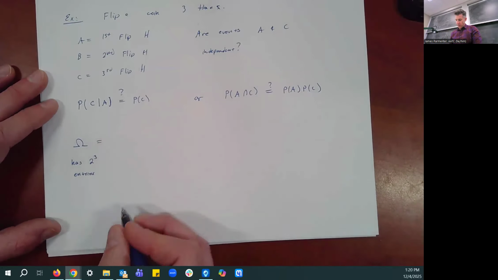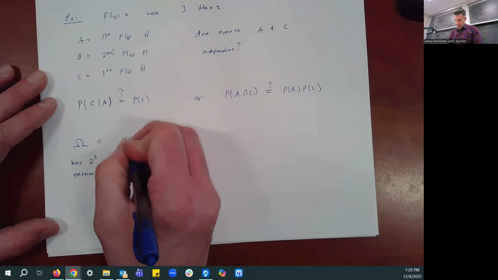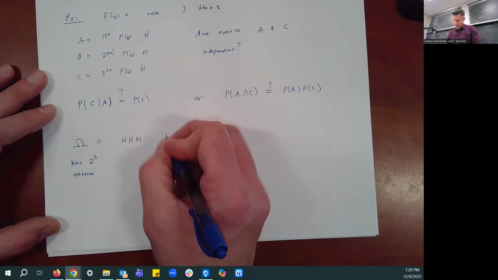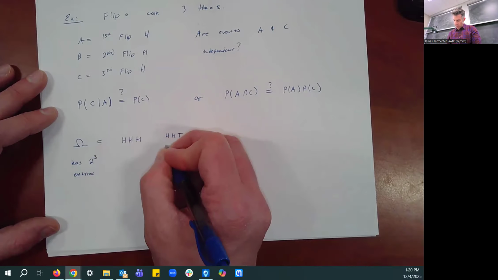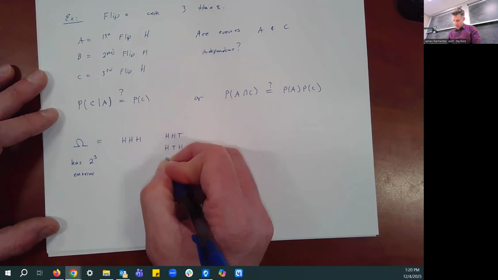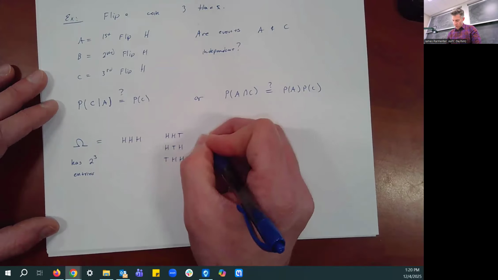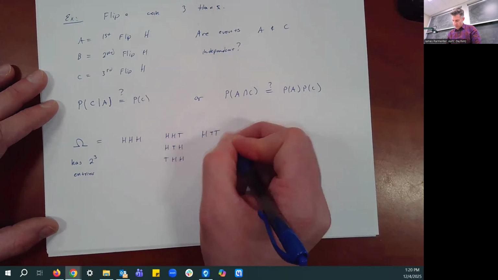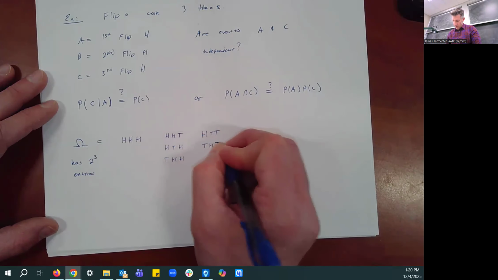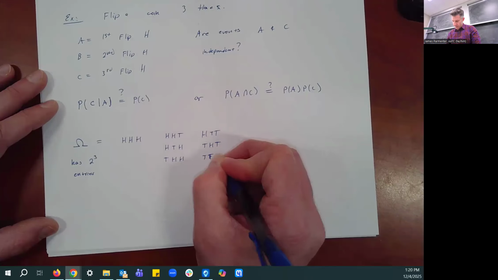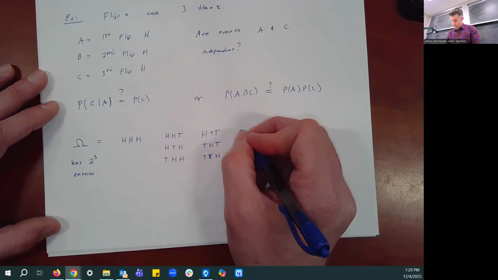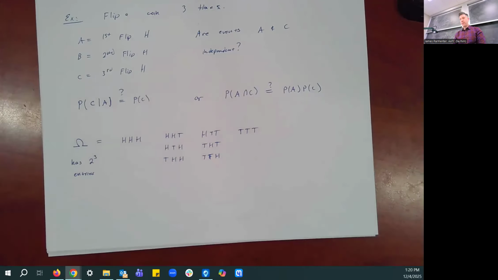And it's either we flipped heads, heads, heads, or heads, heads, tails, or heads, tails, heads, or tails, heads, heads, or heads, tails, tails, or tails, heads, tails, or tails, tails, heads, or tails, tails, tails. And each of these 8 events is equally likely because, right, it's a fair coin. There's nothing weird going on here.